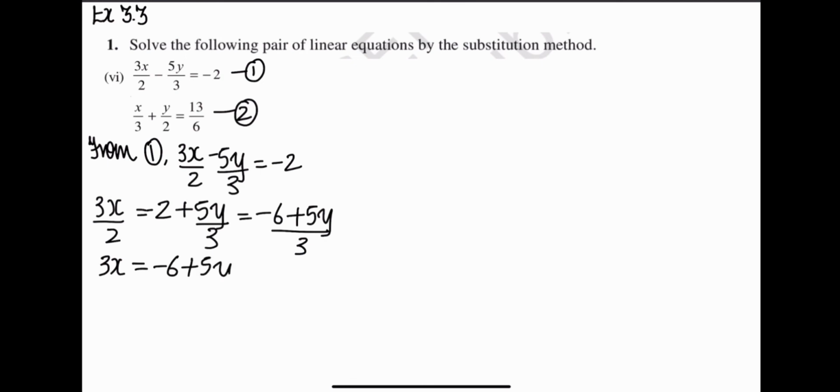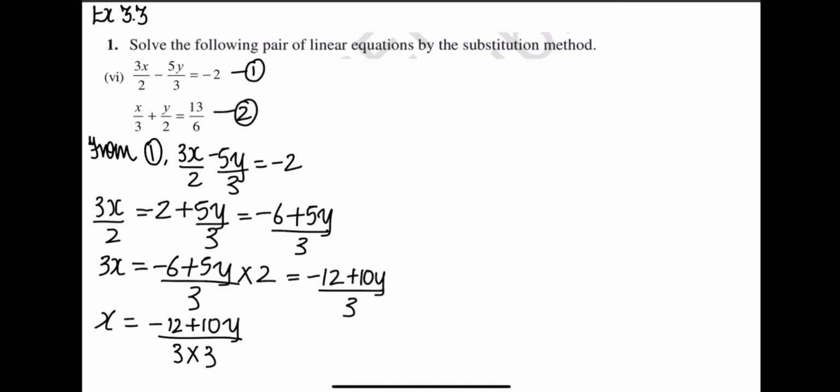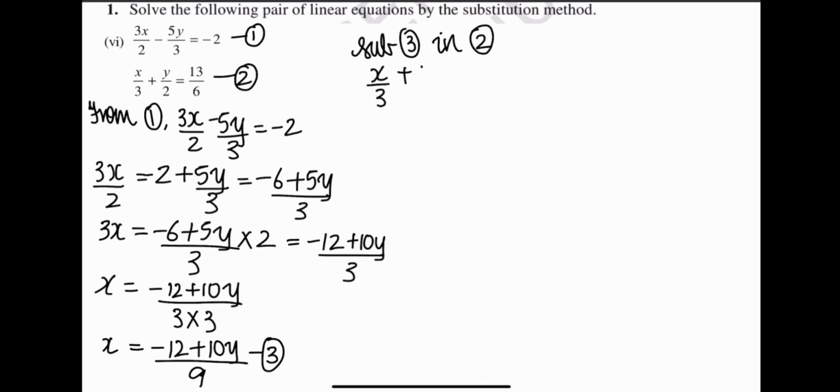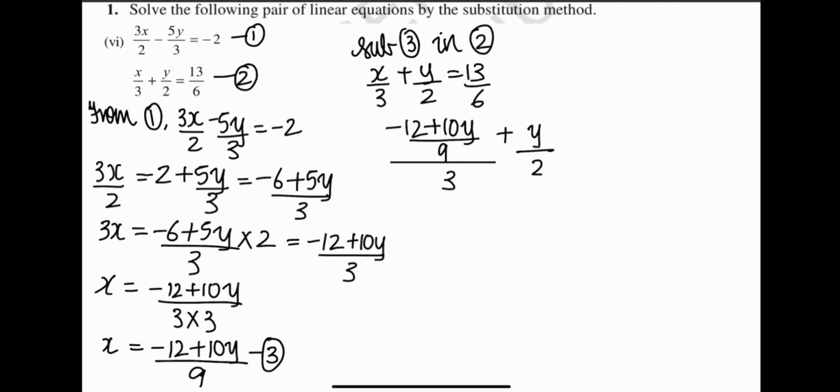Now, let's take 2 to the numerator on the other side. This gives us minus 12 plus 10y by 3, and the 3 from the left hand side goes to the denominator of the right hand side, which gives us 9 on the denominator. This is the value of x, and we substitute this value of x into the second equation. That is, minus 12 plus 10y divided by 9 divided by 3 plus y by 2 is equal to 13 by 6. You have to be really careful with the division.